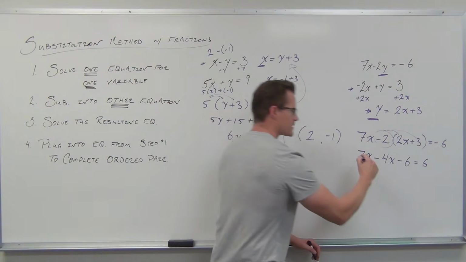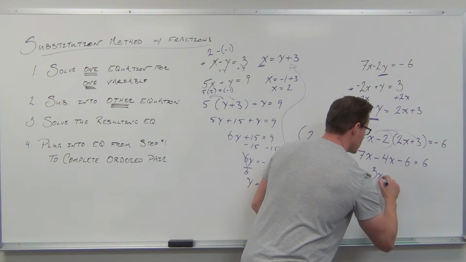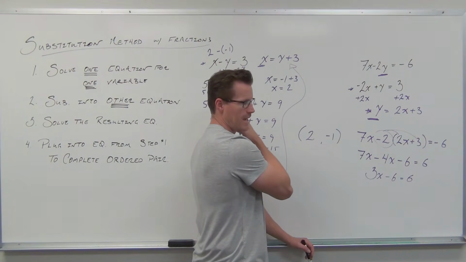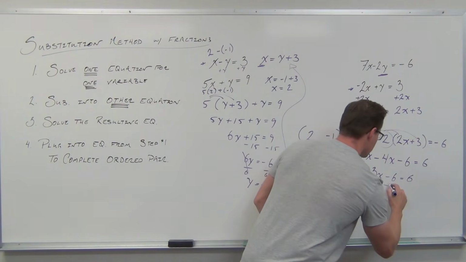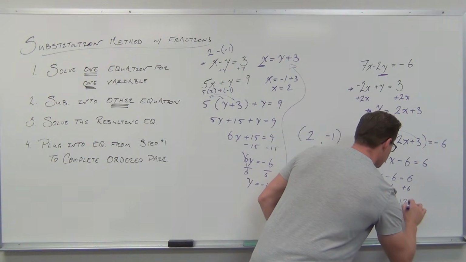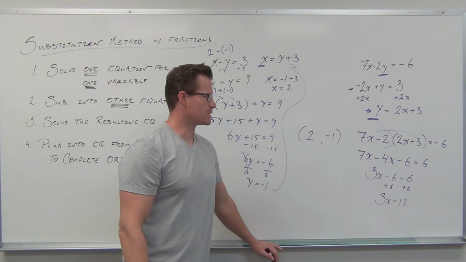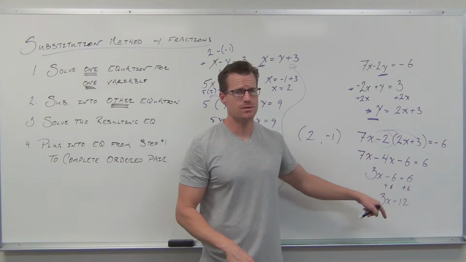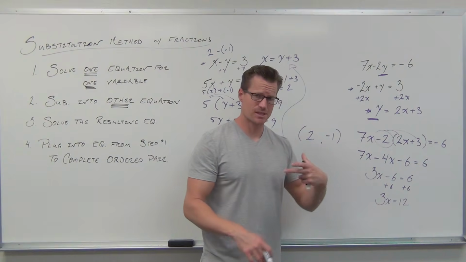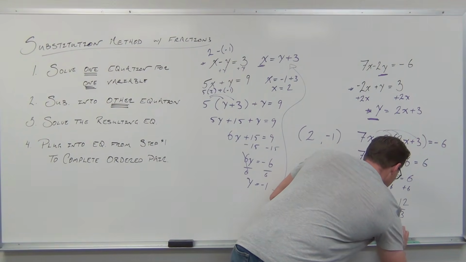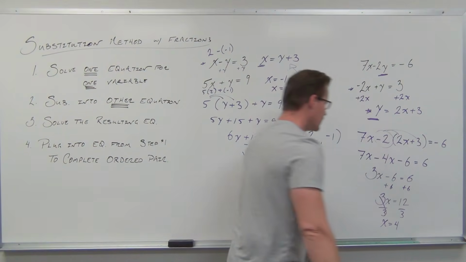If I combine some like terms, if we add 6 to both sides, be careful on your signs here. Don't be seeing, hey, negative 6 and 6 is 0. It's really easy to do that. We're adding 6. So we have 6 plus 6, that's 12. If we divide by 3, we get x equals 4.